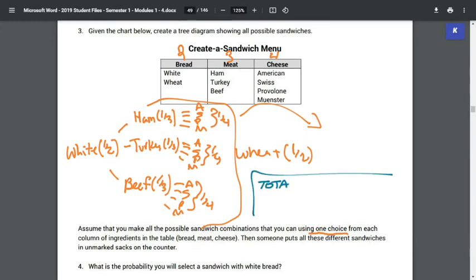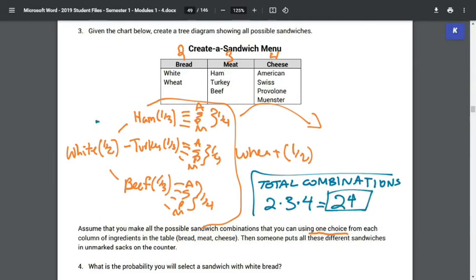So your total combinations of sandwiches. To get that, I'm going to take the 2 bread options, the 3 meat options, and the 4 cheese options, and multiply those all together. So I'm going to get 24 options.